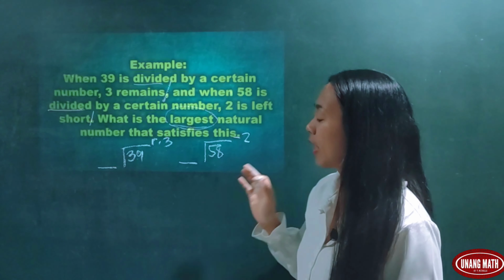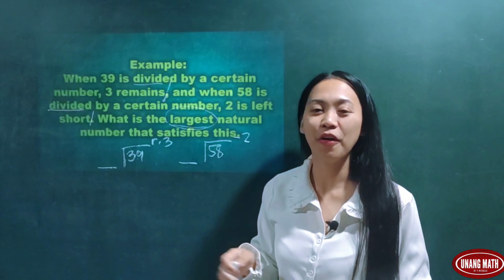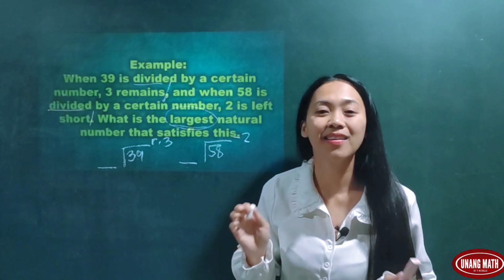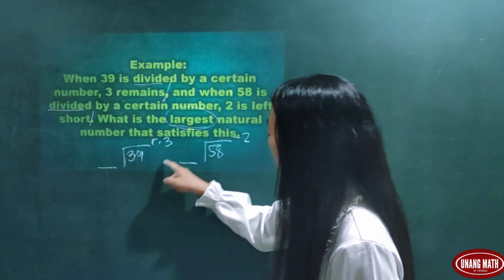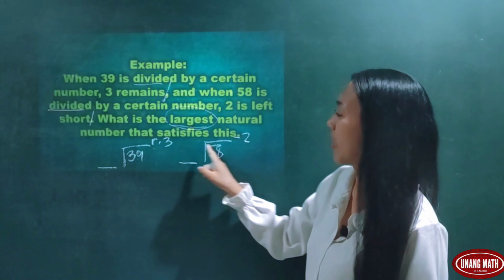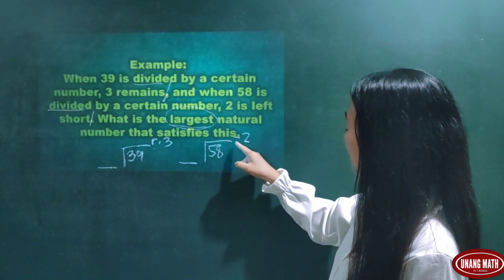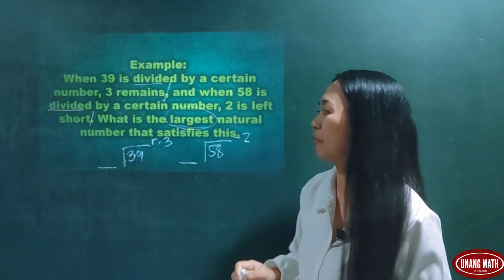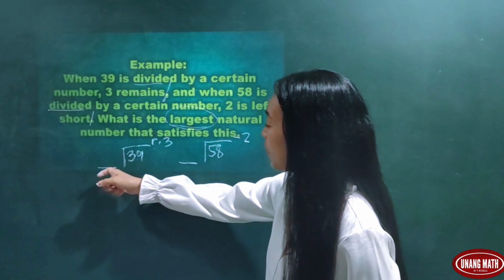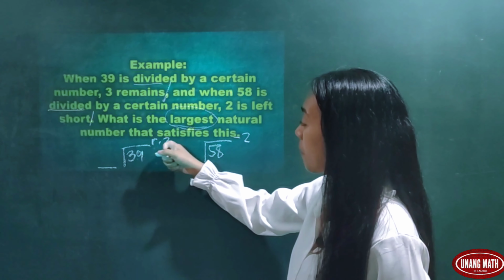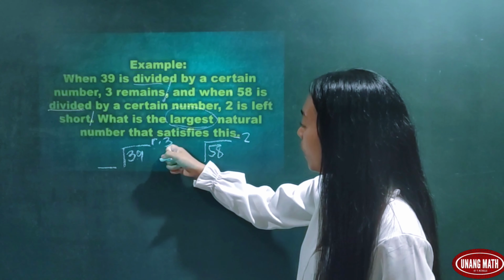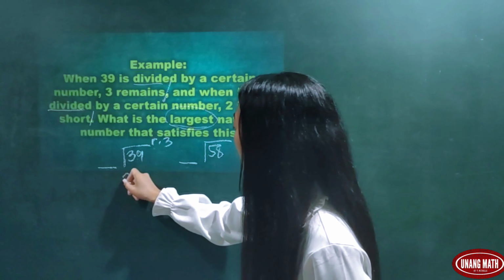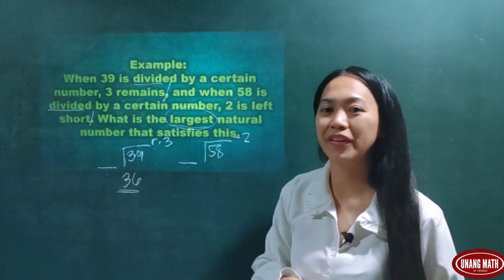Remember, in finding the GCF of numbers, the given numbers must be exact numbers. This number is not exact because there's a remainder of 3. This number is also not exact because 2 is left short. So let's find the exact numbers. When we divide 39 by a certain number, there's a remainder of 3. It means we will subtract 3 from 39. So 39 minus 3 is 36.